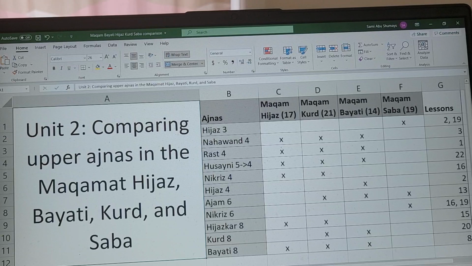4, 5, 6, 7, 8. 4, 5, 6, 7, 8. Ya Rit, ya Ritni Umri Mahabbit Hijaz. Ya Rit, Nikriz on the 4 of Hijaz.